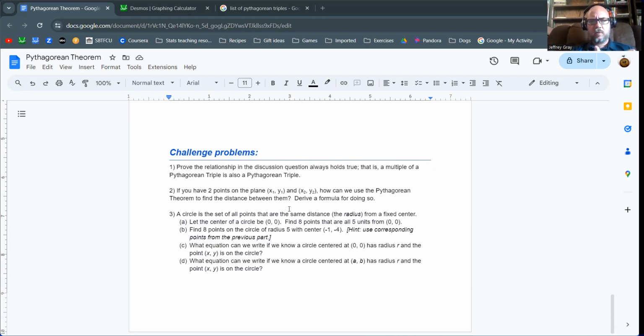Here are the ones I came up with for Pythagorean theorem. I would at least want to talk about these with the students. So prove the relationship in the discussion question always holds true. So a multiple of a Pythagorean triple is always also a Pythagorean triple, which is true. That is the case. So can you prove it? And this is my pitch to get them interested in proving stuff. So I would probably want to make these worth some kind of points and allow them to work together. And this is another thing that I might do for a presentation. I might let somebody present to the class for extra credit, something like that.